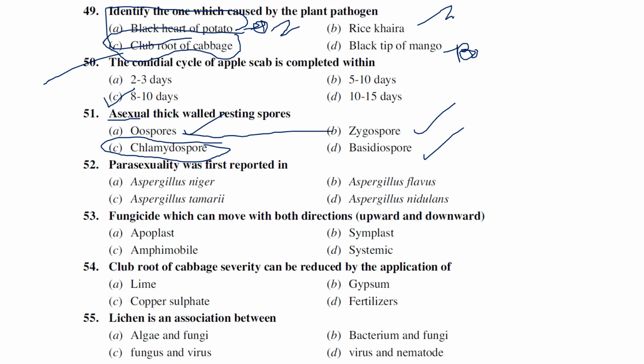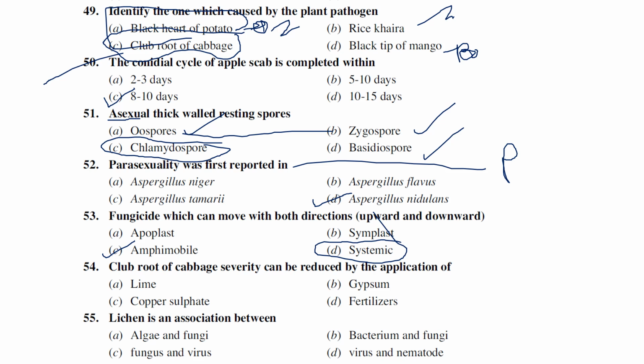Parasexuality was reported in Aspergillus niger, Aspergillus flavus, Emericella nidulans. The parasexuality phenomenon was discovered by Pontecorvo and Roper in 1952 in the organism Aspergillus nidulans. So the answer is Aspergillus nidulans. Fungicide which can move in both directions, upward and downward: apoplast, symplast, systemic, amphimobile. Generally, systemic fungicide moves in both directions, but the terminology needed here is amphimobile. So the answer is amphimobile.